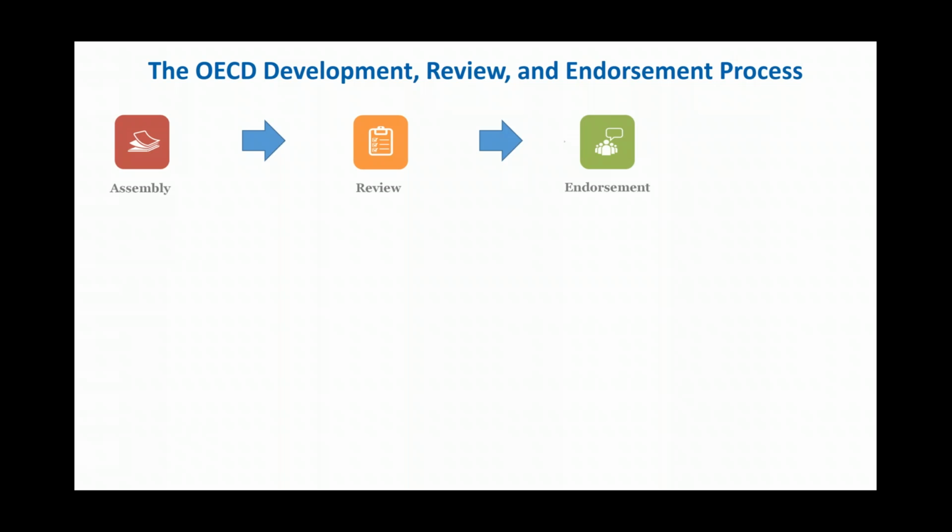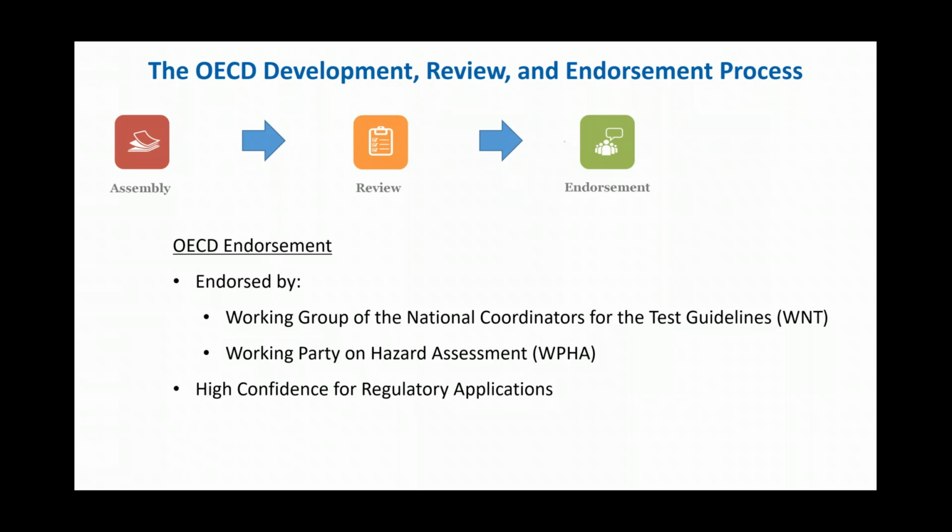And then, once you go through that pretty rigorous review process, the AOP is forwarded to a different branch of the OECD for endorsement. This is endorsed by two major groups, the Working Group of the National Coordinators for the Testing Guidelines and the Working Party on Hazard Assessment. And these are the major risk assessment groups of the OECD toxicology section. And once you get these stamps of approval from the OECD, this is what gives your AOP that high confidence to be used for regulatory applications.